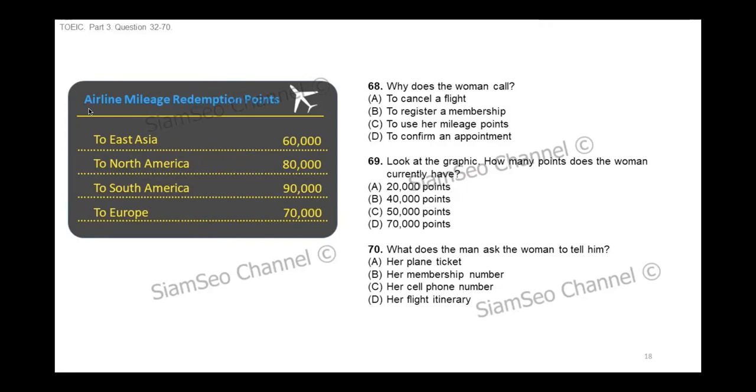Number 68. Why does the woman call? Number 69. Look at the graphic. How many points does the woman currently have? Number 70. What does the man ask the woman to tell him?